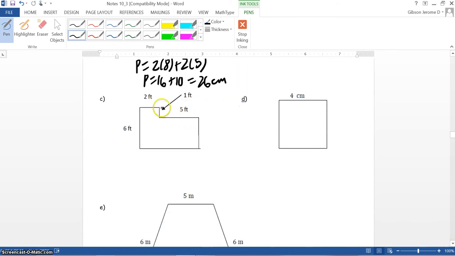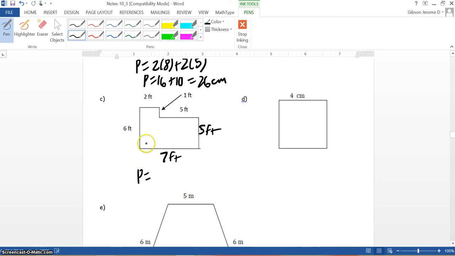Now we come here. Now we notice here that this is kind of an oddly shaped figure, but we can figure out what the sides are. We know that this side plus this side here is the length of this total side here. So 2 plus 5 is 7, so that means this side is 7 feet. And then we know this side plus this side here is equal to this whole side here. So this side here is 1 foot, so this must be 5 feet.